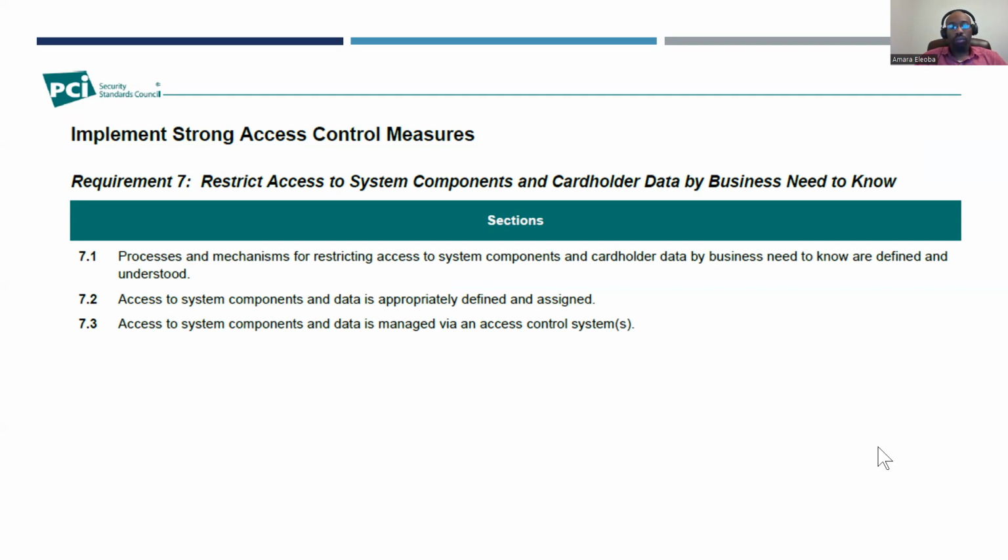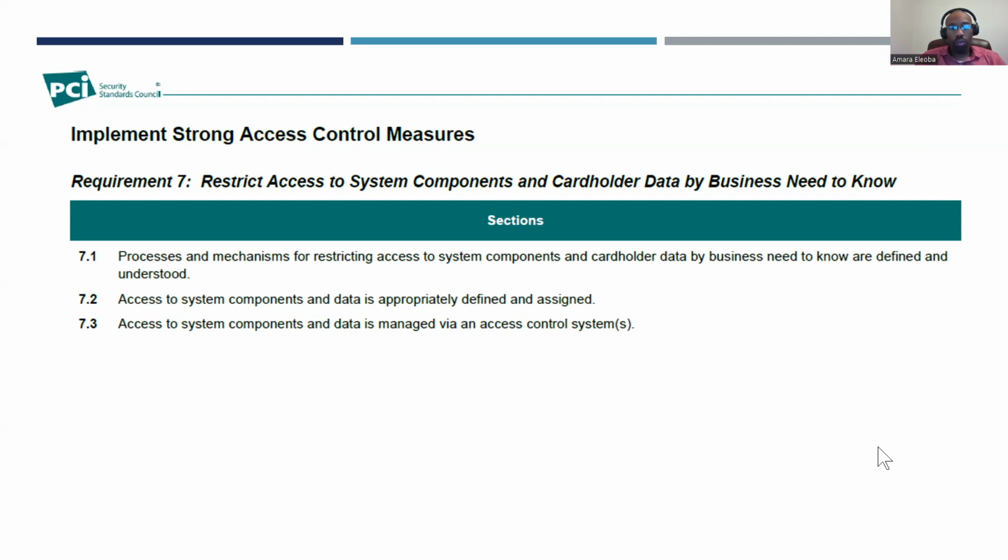7.1 refers to the policies, processes, and procedures that are used to restrict access to system components, and also to the cardholder data that is only accessible based on your business need to know. We want to make sure that everyone accessing the cardholder data or the system components understands that there's a policy for that, there's a procedure for that, and that is a process. Everyone understands what their role is.